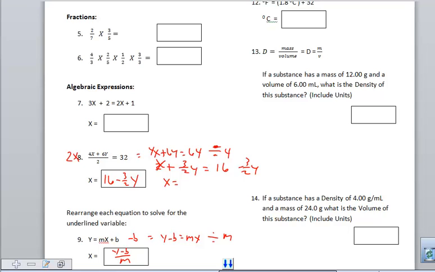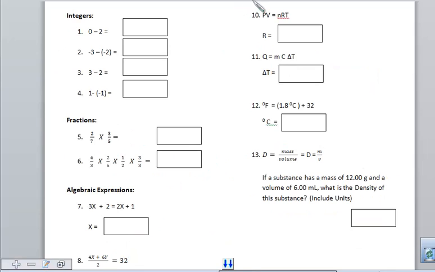Okay, so now we go here to 10. This is actually a gas law problem where P is pressure and V is volume, n is number of moles, R is a constant, and T is the temperature. But we're just showing you that this is the type of thing you'd have to do. If you were looking for what R means in a gas situation, you would divide both sides by n times T, and you'd end up with R equals PV over nT.